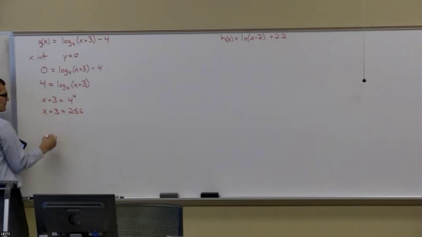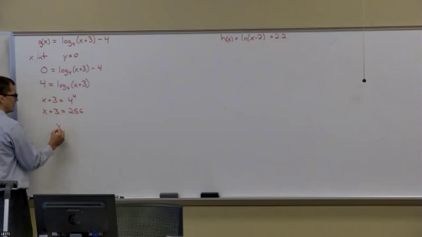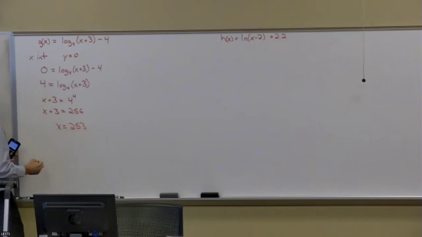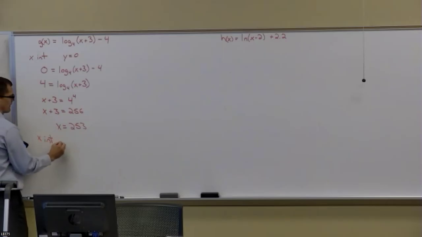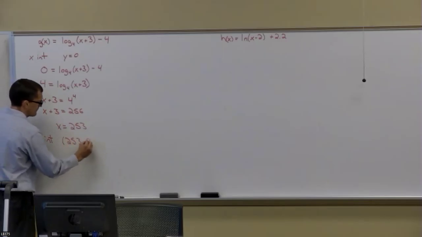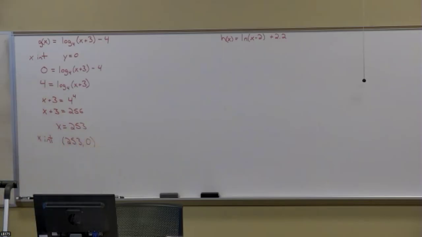And then I'd subtract 3 from both sides, giving me x is equal to 253. So my x-intercept is 253, 0. That's where this function crosses the x-axis.